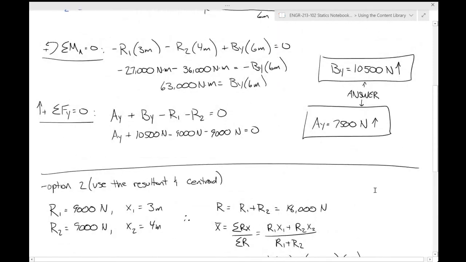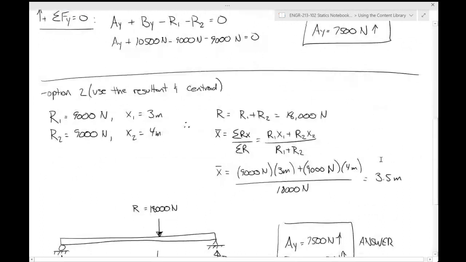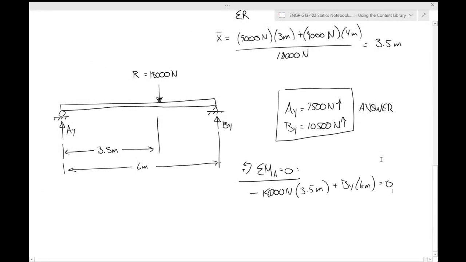I'm just saying that this equation ends up being shorter than what we had up here. What we had up here, we had the R1 times 3 meters, the R2 times 4 meters, the BY times 6 meters. Here, it's a lot shorter because we did all of the resultant figuring and the centroid figuring before we applied the equations of static equilibrium. So either one works, you'll still get the same answer. It's just another verification that this whole process of computing the centroids works and comports with the equations of static equilibrium.